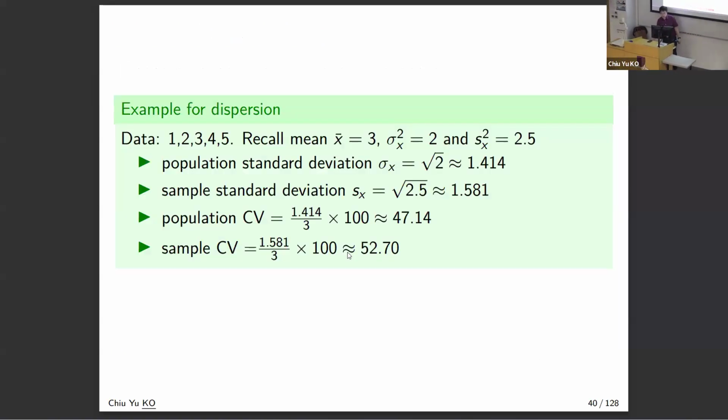My time's up. Just the last example. It tells you how to do the calculation for the mean, SD sample and population, CV sample and population. I hope you go home, look at it, and do the calculation by yourself and see whether you're okay or not. If not, we'll talk about this next time.